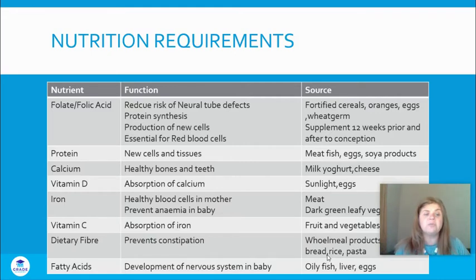Then we go through protein and calcium, vitamin D, iron, vitamin C, dietary fiber, and fatty acids. Some of them have specific functions, obviously, because it is a pregnancy. Protein for new cells and tissues, vitamin D for the absorption of calcium for your bones and your teeth, iron for healthy blood cells, but also to prevent anemia in the mother and also in the baby. Dietary fiber for preventing constipation. Constipation can be an issue when you're pregnant. So they're the nutritional requirements.